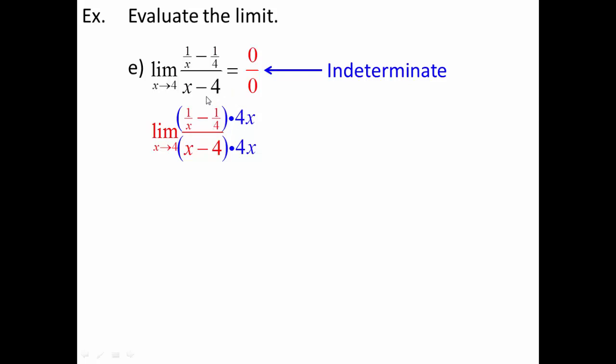If I multiply by 4x onto this guy, I'm just going to be left with 4. If I multiply by 4x onto this guy, I'm just going to be left with x. So that would give me 4 minus x on the top. And notice on the bottom, I did nothing. I'm not going to multiply through on the bottom.